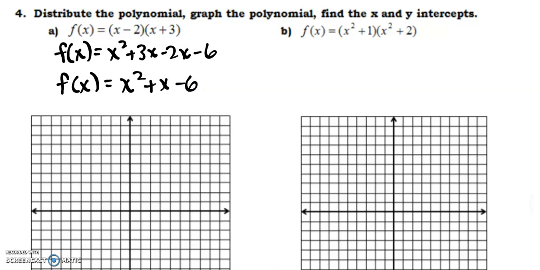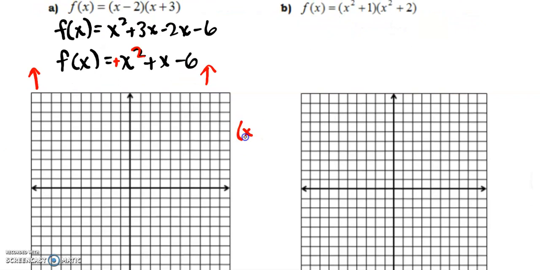All right, well, we're supposed to graph the polynomial. So if I think about this, my end behavior, I have an even degree with a positive coefficient, so I know my ends are supposed to be up and up. My x-intercepts are going to be based off of these factors. So x minus 2 needs to be equal to 0. That's going to give me an intercept of 2. And then x plus 3 has to be equal to 0. That's going to give me an intercept of negative 3.